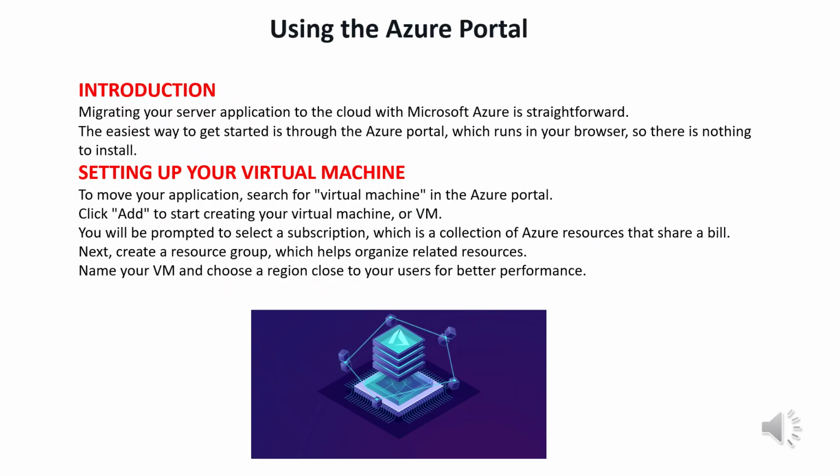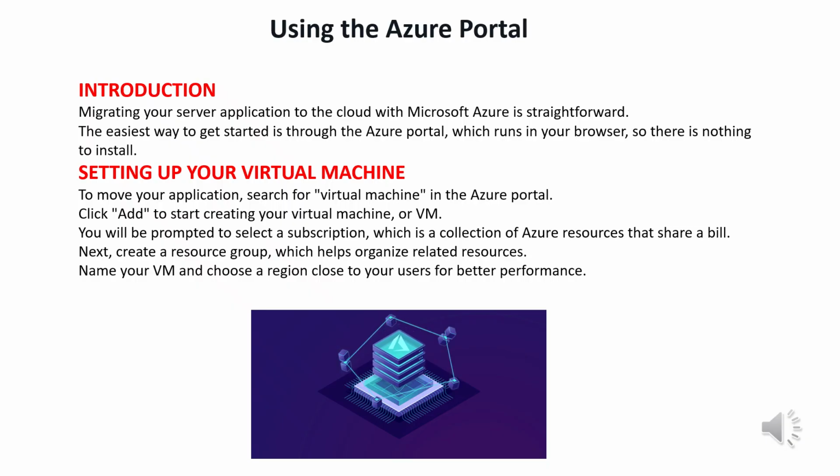Migrating your server application to the cloud with Microsoft Azure is straightforward. The easiest way to get started is through the Azure portal, which runs in your browser, so there is nothing to install. Setting up your virtual machine. To move your application, search for Virtual Machine in the Azure portal. Click Add to start creating your virtual machine, or VM.